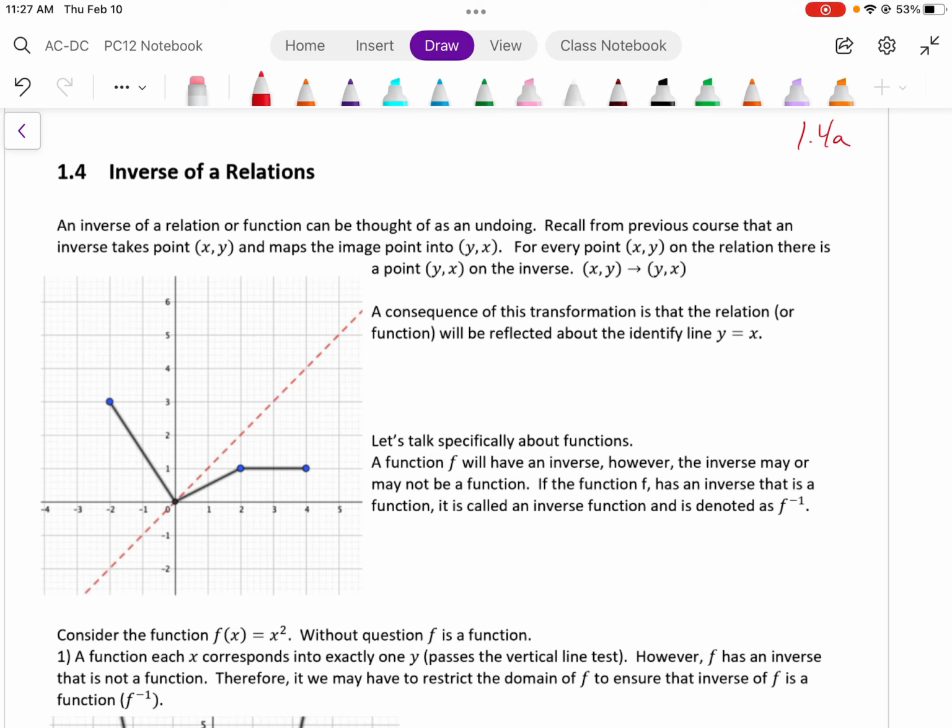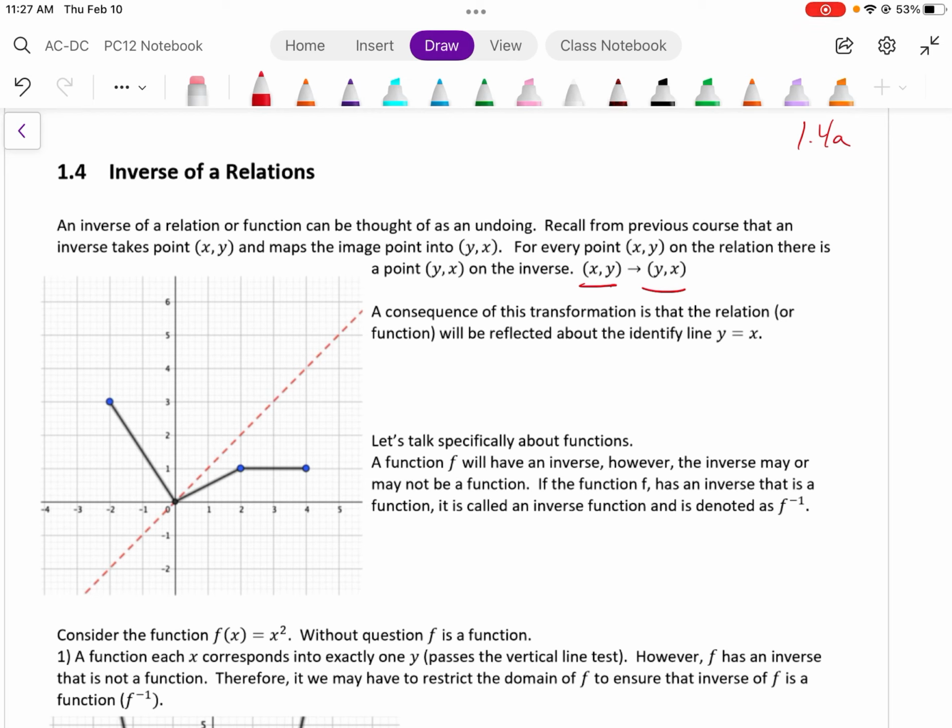Recall from a previous course that an inverse takes point (x, y) and maps it into its image point (y, x). For every point (x, y) on the relation, there is a point (y, x) on the inverse. So our mapping notation that we can use is (x, y) maps into (y, x).